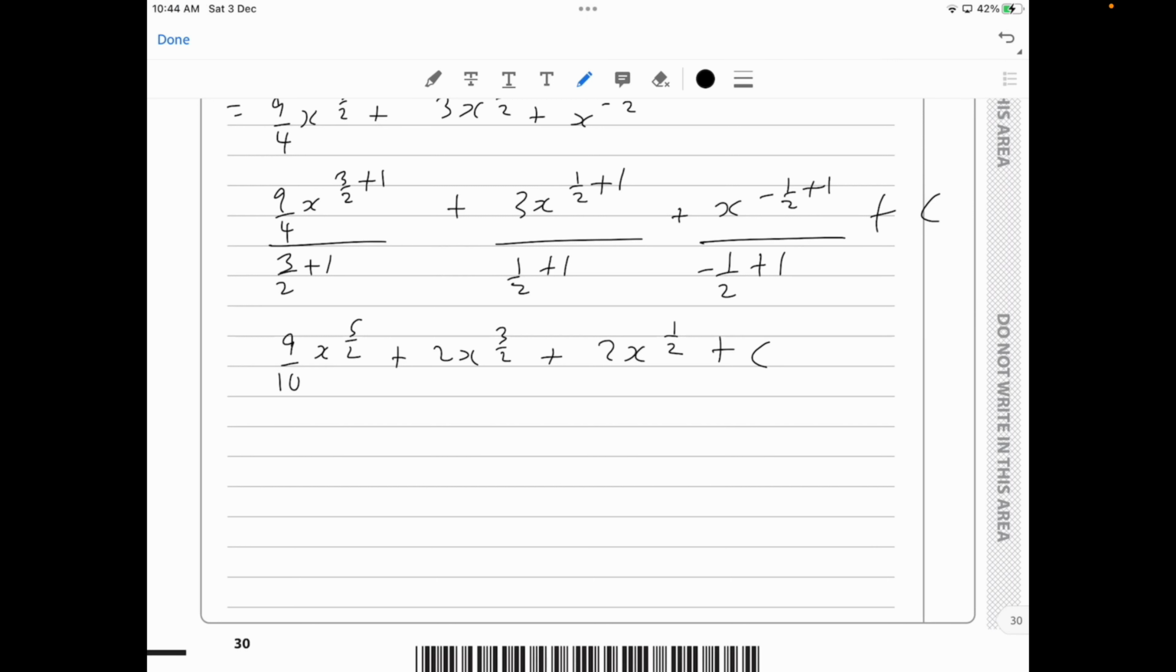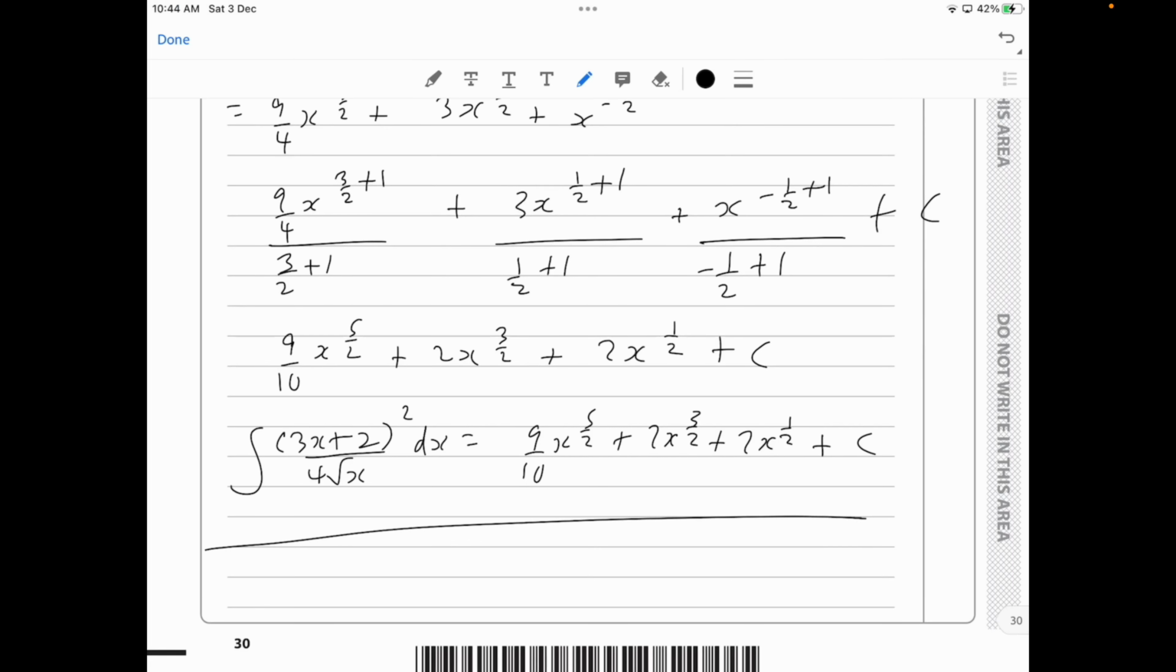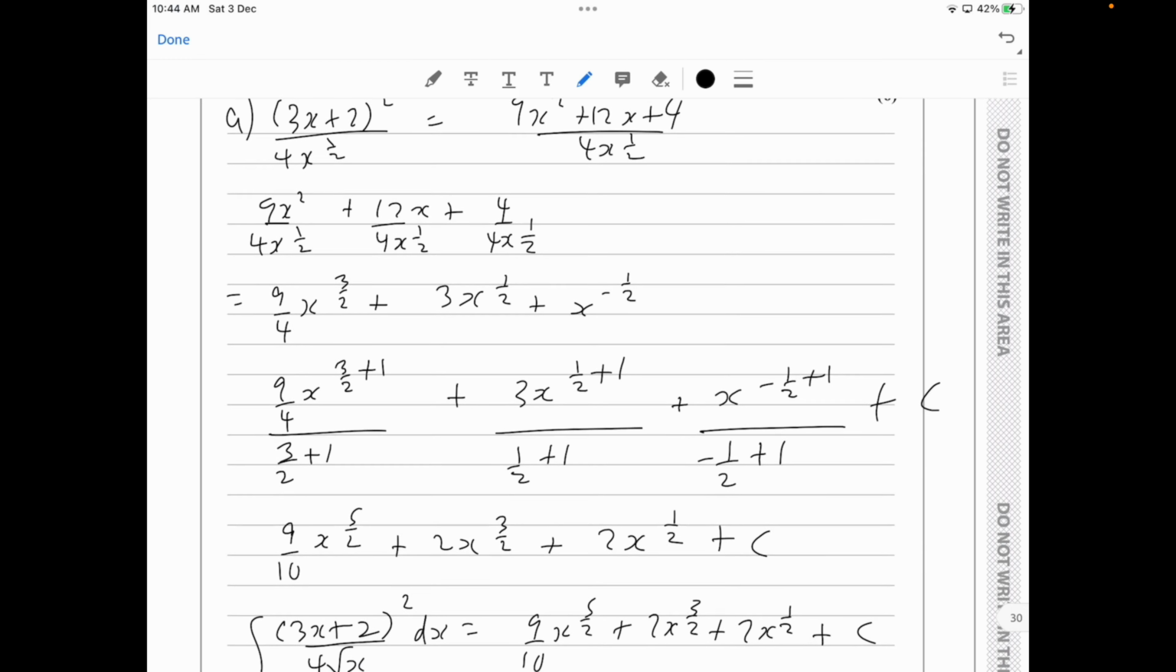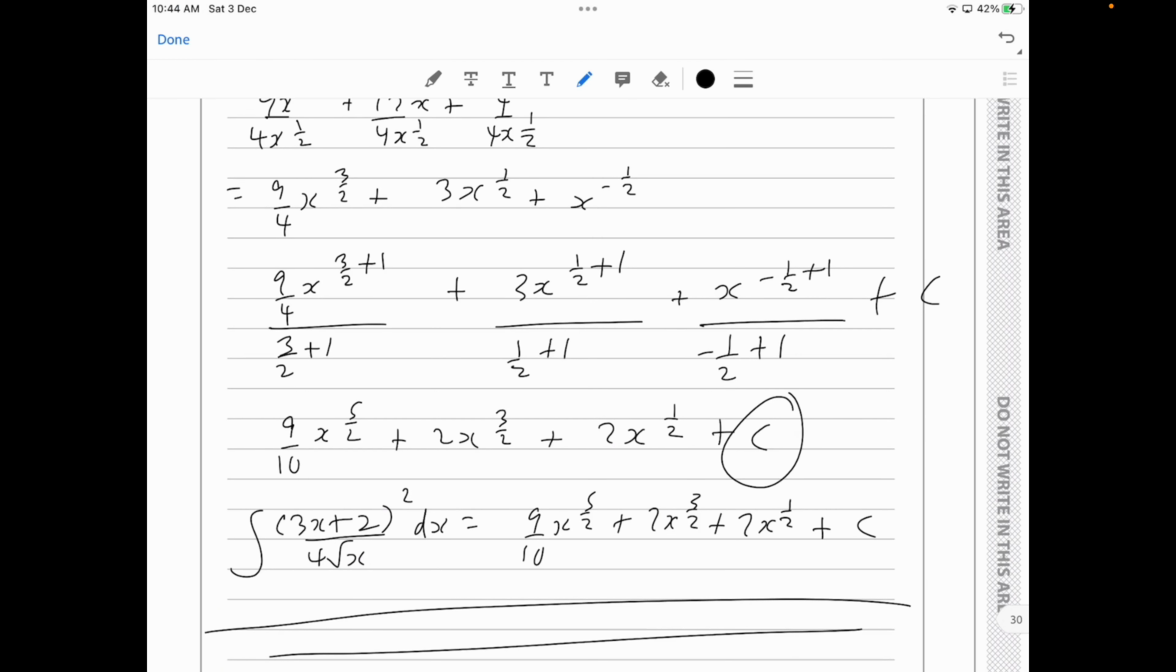Now we're just going to write this down in nice notation form. So the integral of (3x plus 2) squared divided by 4 square root of x, dx, is going to become equivalent to 9 by 10 x raised to the power 5 by 2 plus 2x raised to the power 3 by 2 plus 2x raised to the power half plus c. This is going to become your final answer for about 5 marks. Hopefully you guys have understood how to do the integration part. Do add plus c. It is very important. That's a constant of integration.